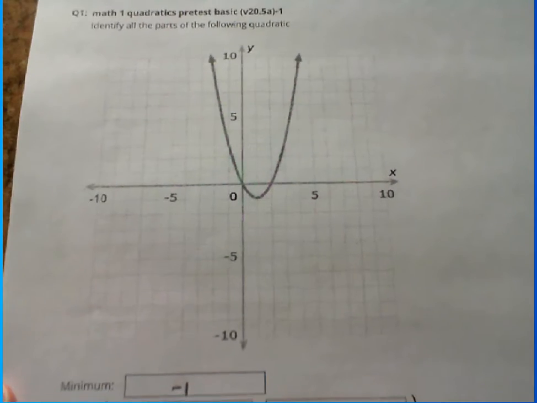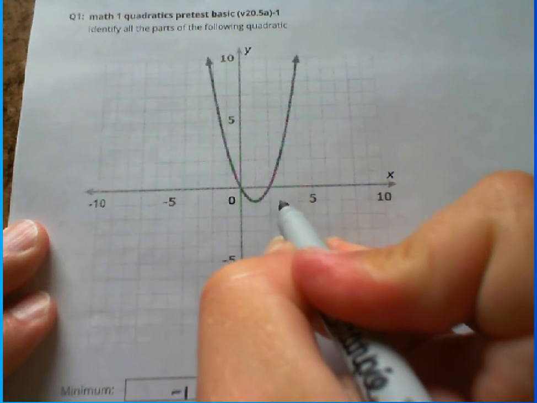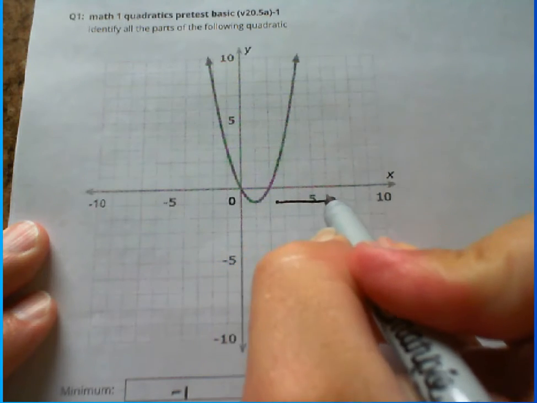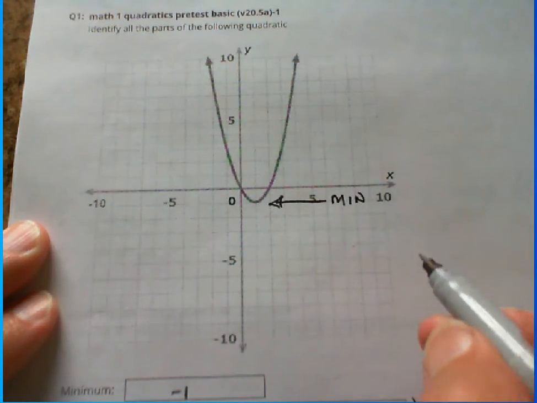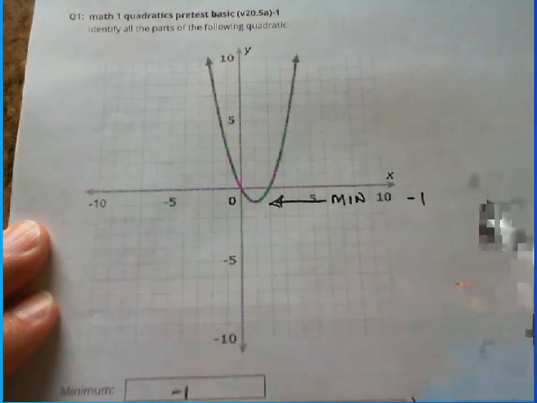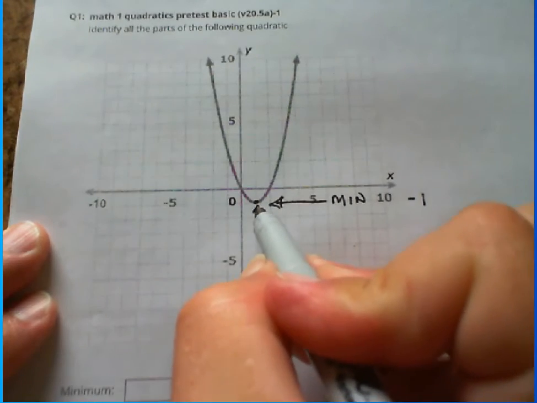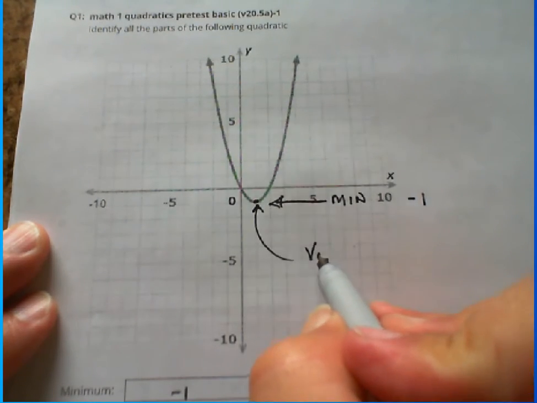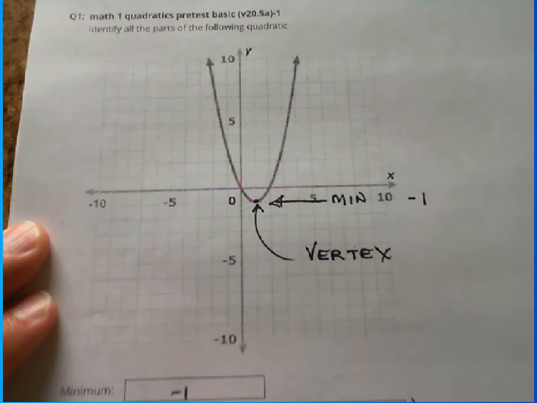So I want to know where the minimum is. Well, the minimum's right down here. This is the minimum, and that's occurring at -1. Where's the vertex? Well, the vertex is this point right there, and that's occurring at 1, -1.